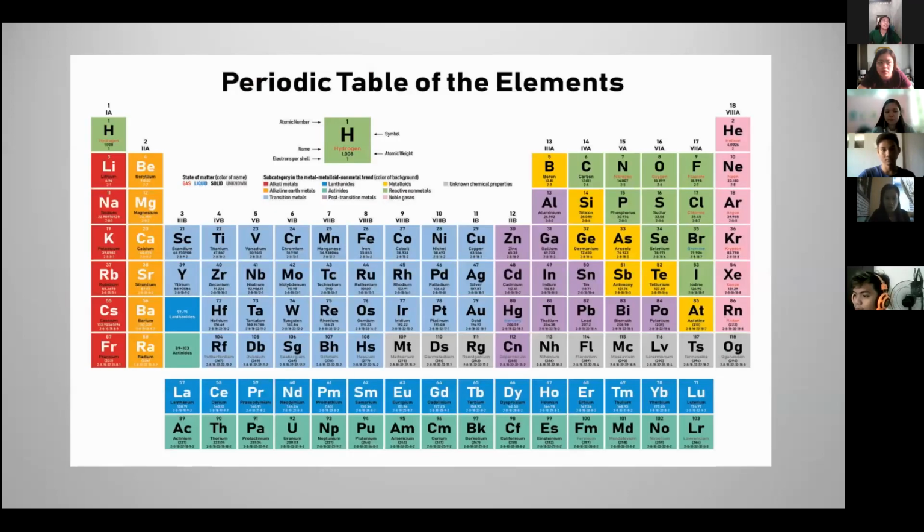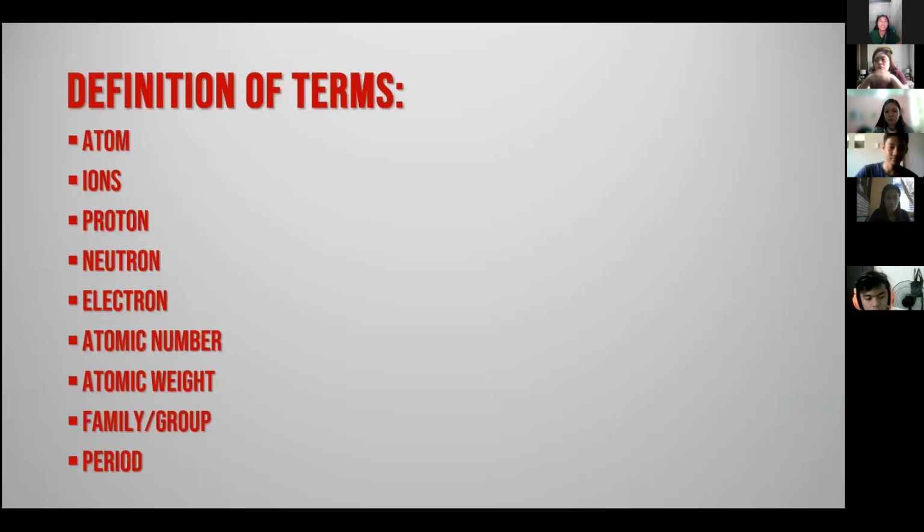For the next, the definition of terms, I will be giving the stage to Mr. Magallanes. Hello po, ma'am. Good morning. I will be discussing definition of terms like the atoms, ions, protons, neutrons, electrons, atomic number, atomic weight, family or group, and period. Next slide.